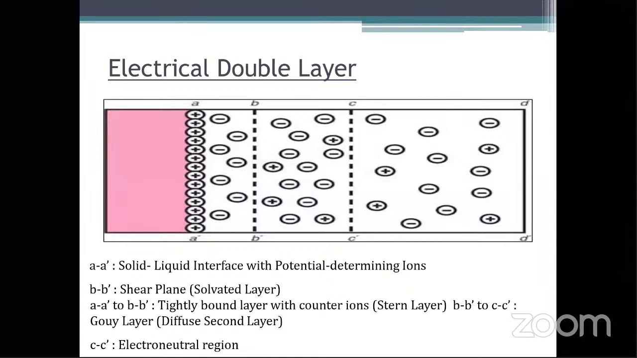Okay, so is everything clear to everyone? All of you are clear about A dash, B dash, C dash and D dash. The first one is the solid-liquid interface, next the tightly bound layer, then the diffusive second layer.